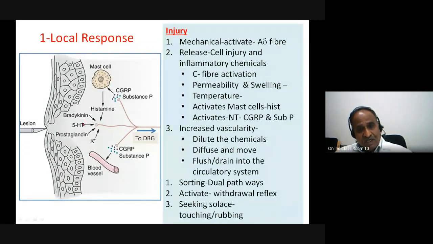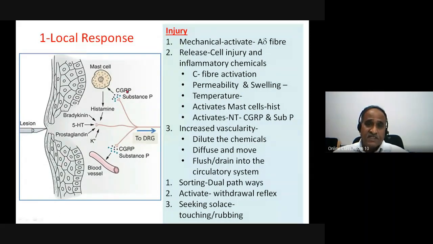So what happens? They will send impulses to the dorsal root ganglion. Okay, that's the first part. When they send impulses, some of these collaterals will activate antidromically these nerve terminals. That means the nerve fiber has a number of these terminals. They will release calcitonin gene related peptide and substance P from these terminals. That's one part.